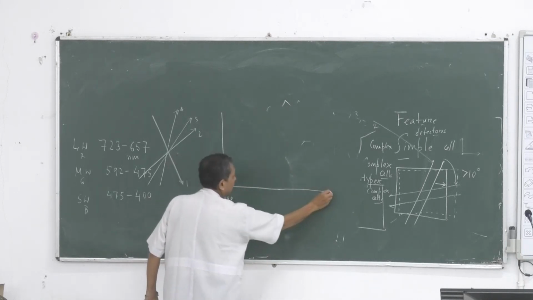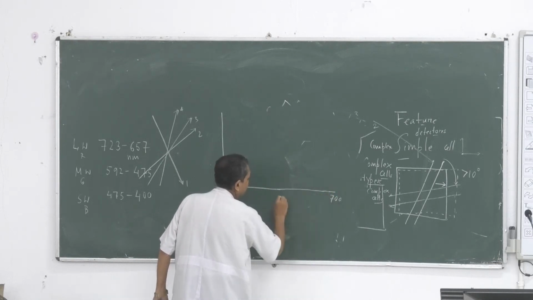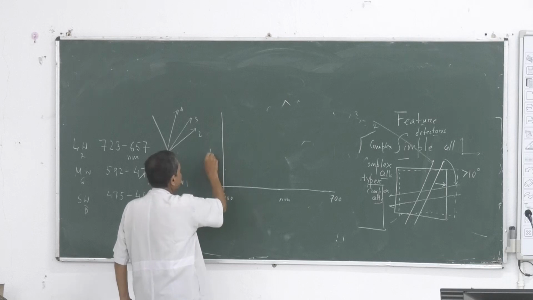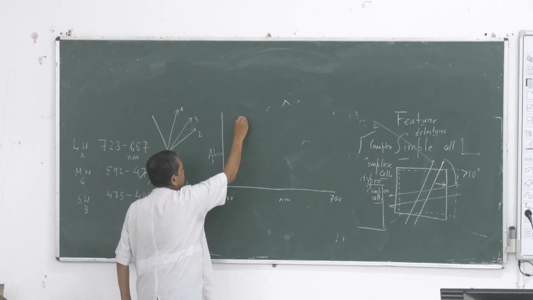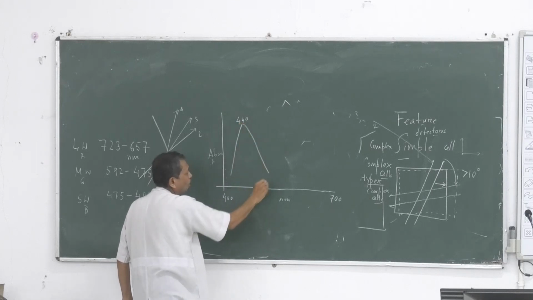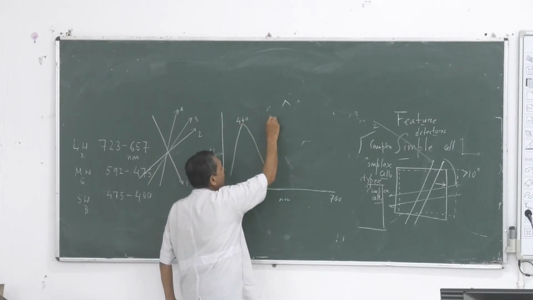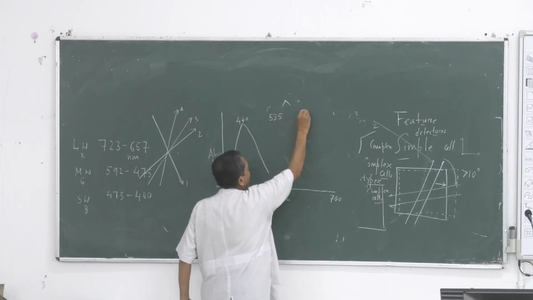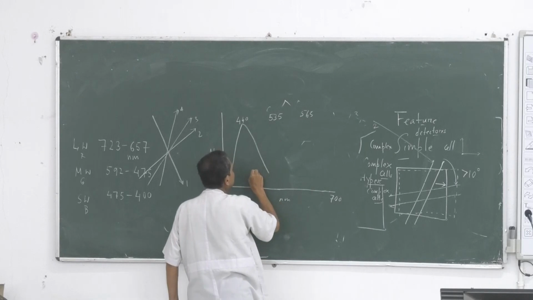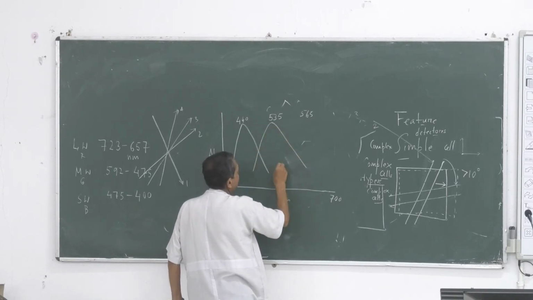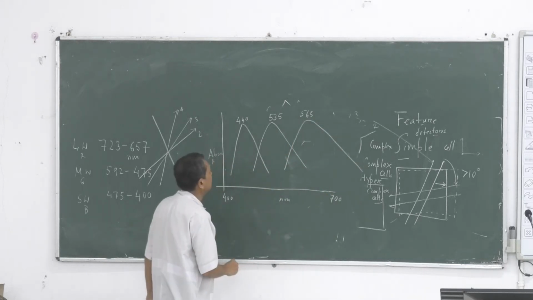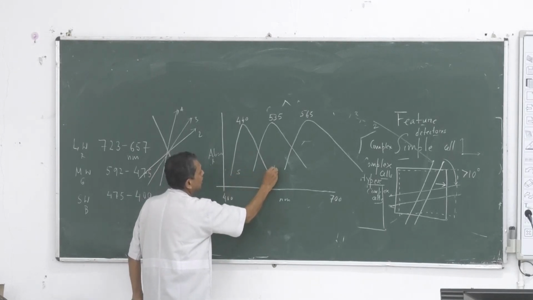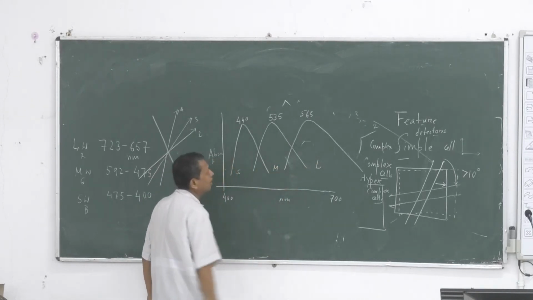400 to 700 nanometer absorption. 440, this point, type of short wave, 535 and 565. Medium, and they are more sensitive in this way.